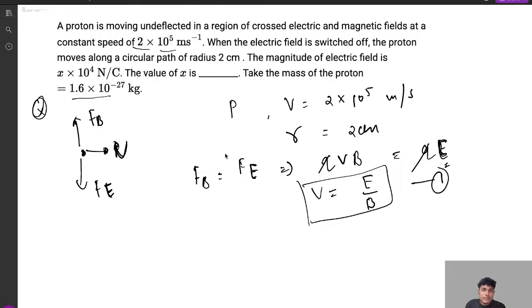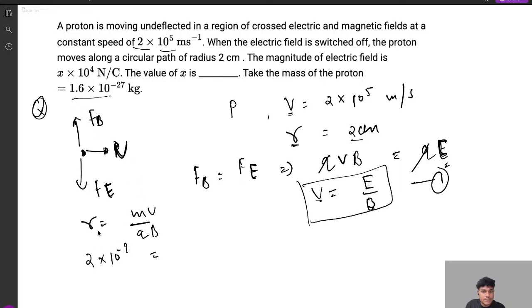Okay, now for the second equation, we need to find the electric field. We get one equation from here, and v is given in the question; we need to find B. For that we have been given a condition, that is r. What is r? That is mv by qB. From here we get r is 2 centimeter, that is equal to 2 × 10^-2. What is the mass of proton? If we put this value here, we get B.